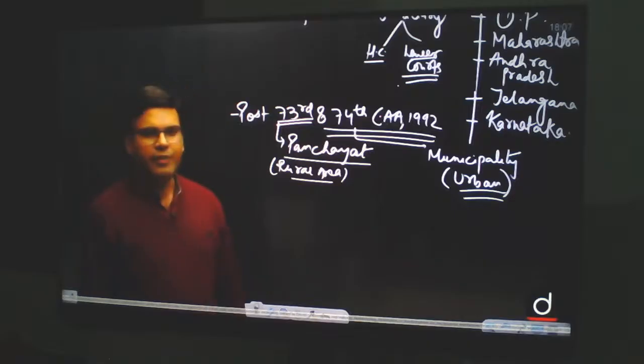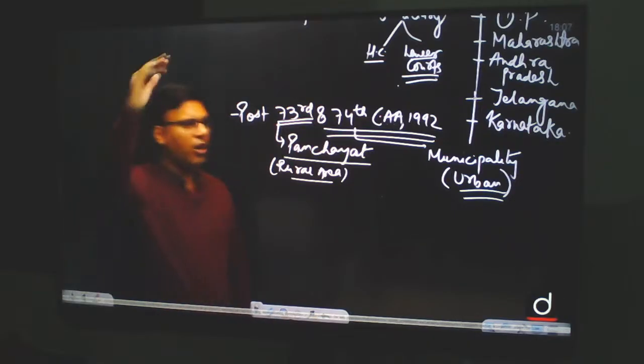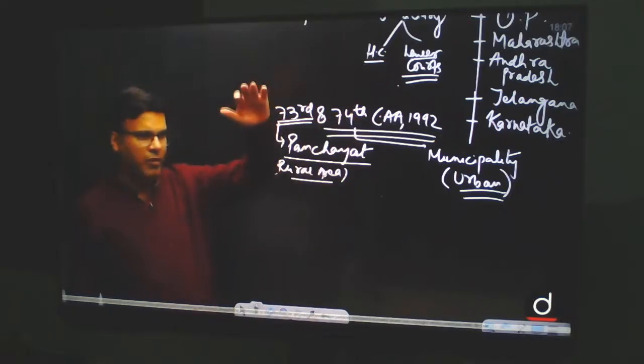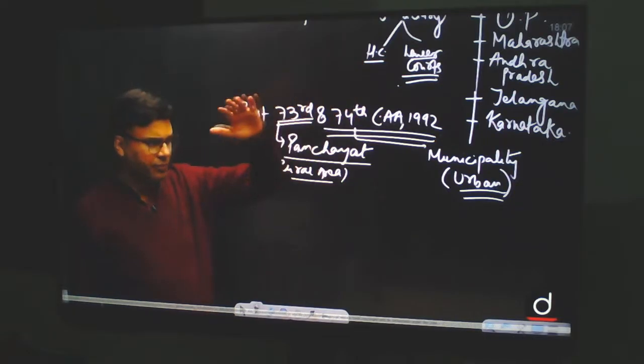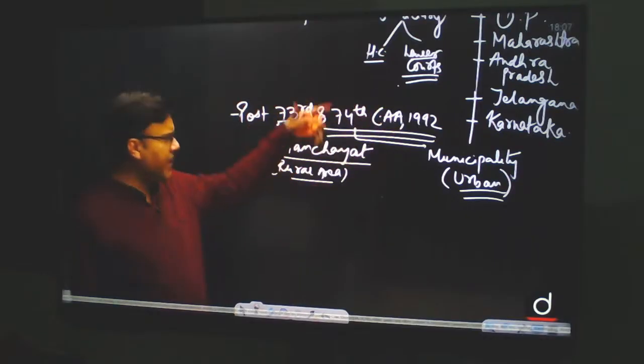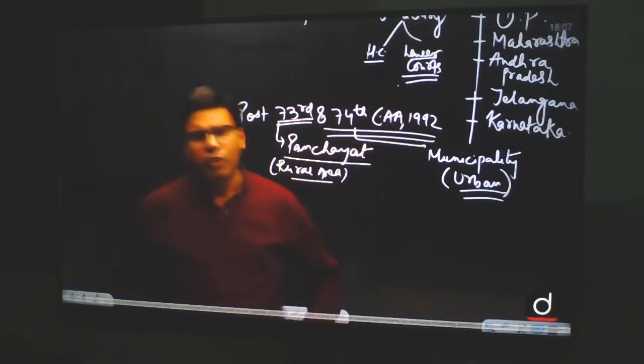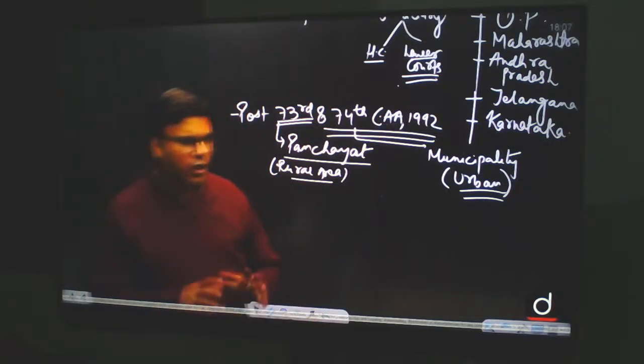So we have the structure of the state in today's time which exists at all 3 levels. At the union level we have one structure, at the state level we have one structure, and in 1992 when we amended the constitution by the 73rd, 74th amendment, we also introduced the structure of local self government in India as well.